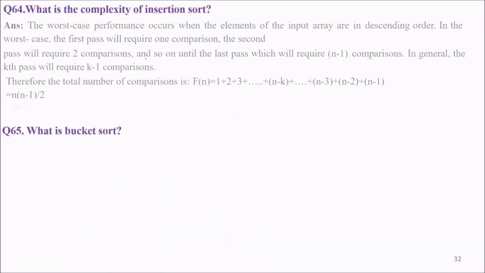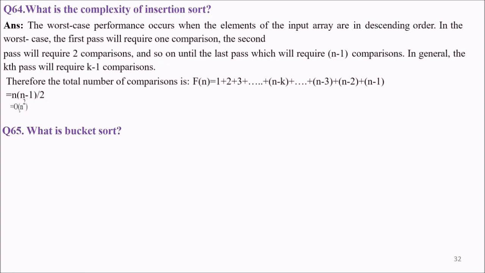What is the complexity of insertion sort? Order of n square, because the worst case occurs when the elements in the input are in descending order. In this worst case, the first pass will require one comparison, the second pass will require 2 comparisons, and the last pass will require n-1 comparisons. So the total number of comparisons will be 1 plus 2 plus up to n-1, which is n(n-1)/2, and we know that it is of order n square.